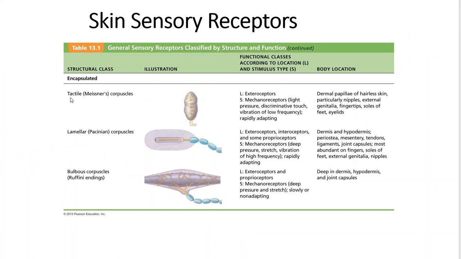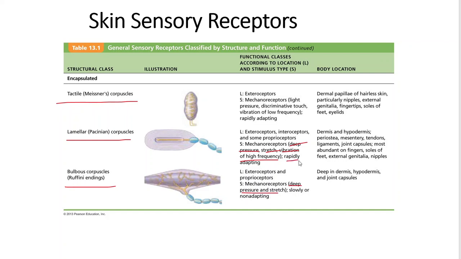Okay, guys, talking about these guys, so there's the lamellar or Pacinian corpuscle, showing where it's at and telling what it does: deep pressure, stretch, vibration, high frequency. These guys, the Ruffini endings, these guys are going to be for deep pressure and stretch.